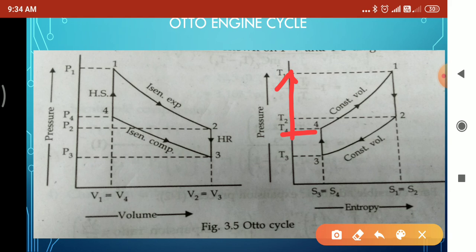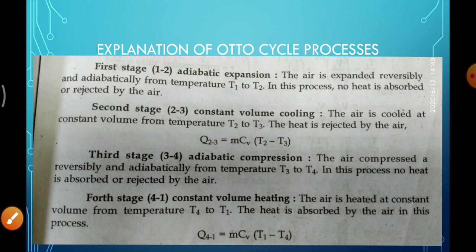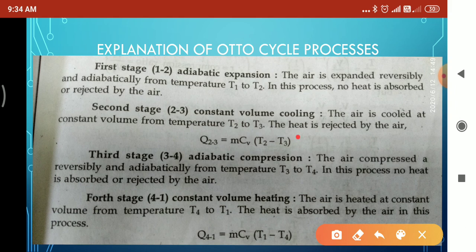This is the working principle of the Otto engine cycle. So you can see here the explanation of this Otto cycle process. This is the amount of heat rejection in the second process, Q equals mCv of T2 minus T3, and this is the amount of heat supplied to the system, Q equals mCv of T1 minus T4.